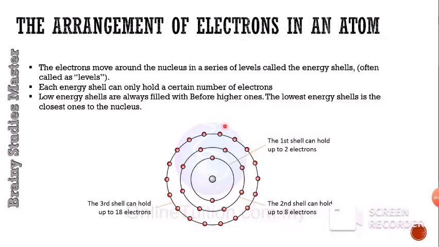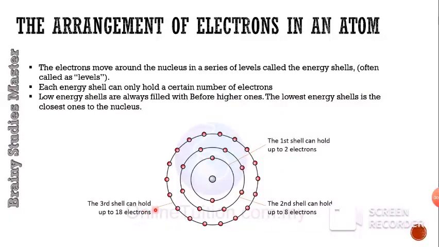So in this one, you can see that there are 2 electrons in the first shell. That is the maximum amount it can hold, and there are 8 in the second shell. And there's a thing over here. The elements up to atomic number 20 can only hold up to 8 in the third shell.